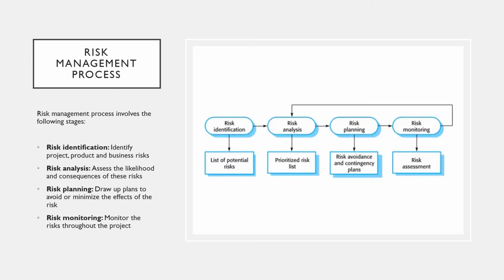Risk management process involves 4 stages: risk identification, risk analysis, risk planning, and risk monitoring. Risk identification helps identify project, product, and business risk. Risk analysis assesses the likelihood and consequences of these risks. Risk planning draws up plans to avoid or minimize the effects of the risks. Risk monitoring monitors the risk throughout the project.